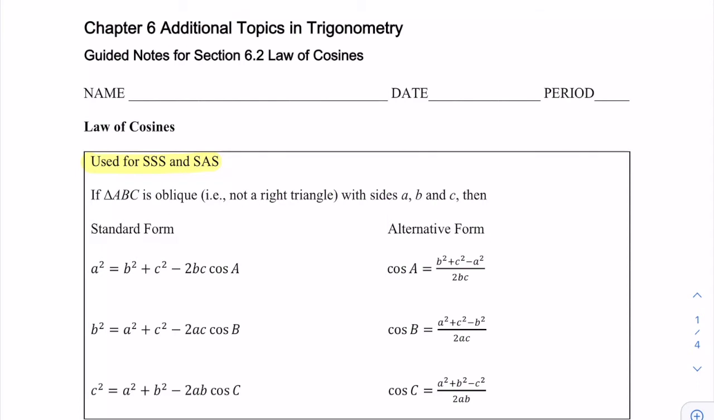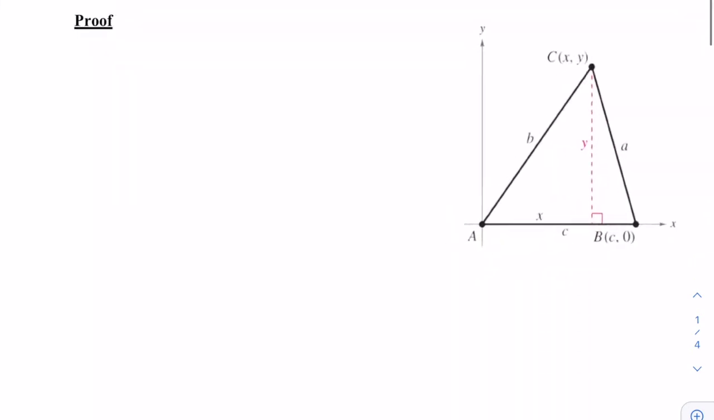So if we're given a triangle ABC, and here we put it on a coordinate plane, so we have A at the origin, B has a coordinate of C comma 0, and we don't know the coordinate for C, so we just put X comma Y. So for this one, if I wanted to figure out the value for A, I could use right triangles, right? I could use a distance formula to figure out from B to C.